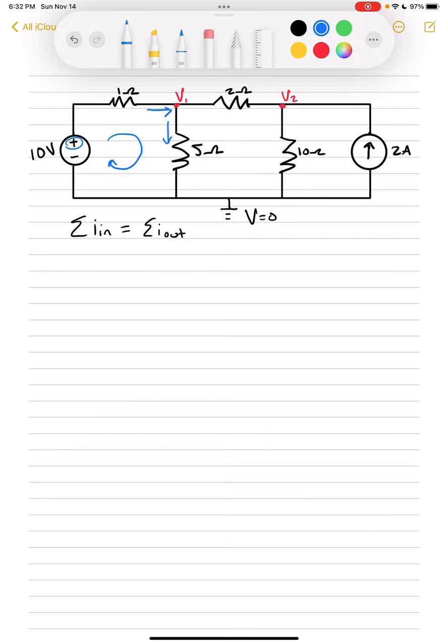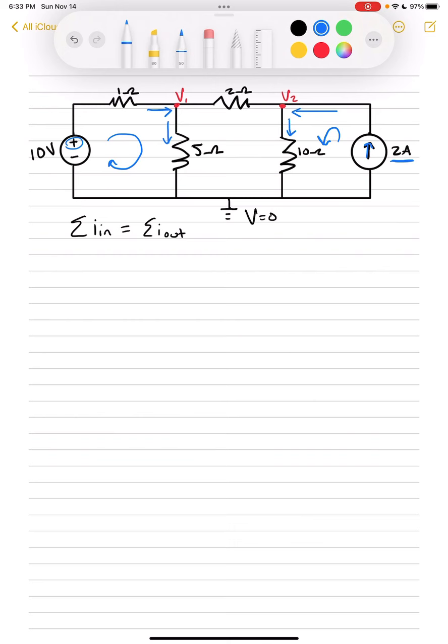Since the current's going like that, we can just assume that it's going down from this node. And then looking at this other side with the 2A here, that is a current source, which means that we already know what the current is, and we know which direction it is. So we can say it's going this way. So we can say that the current there is going into the node and then also coming out right there.